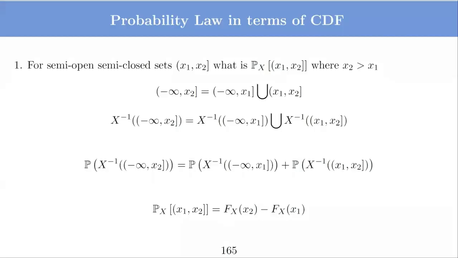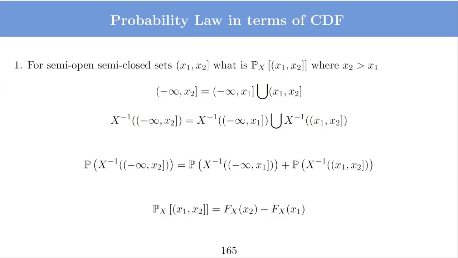Recall that the probability law defines the probability of any set in the codomain of the random variable function. We will prove later on that it's a valid probability measure, but let us first see how we can calculate its value for different sets in the Borel algebra on R. What we know right now is that the probability law of any set of the form minus infinity to x is its CDF, FX evaluated at x.